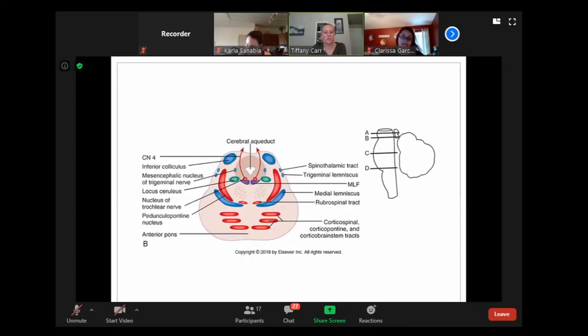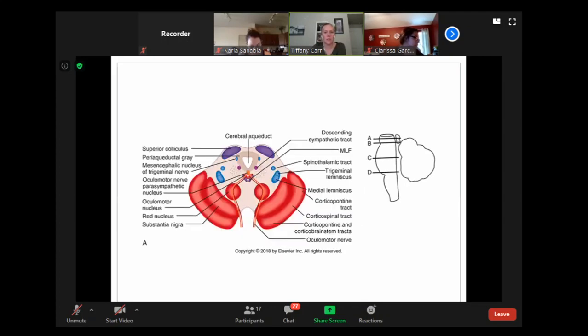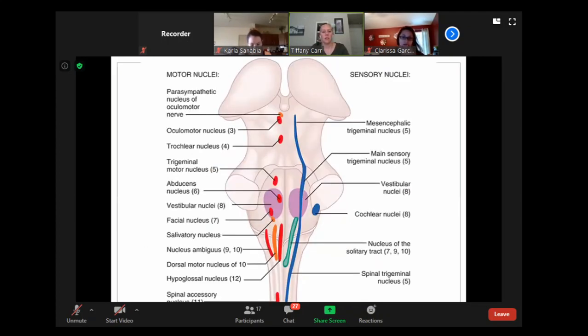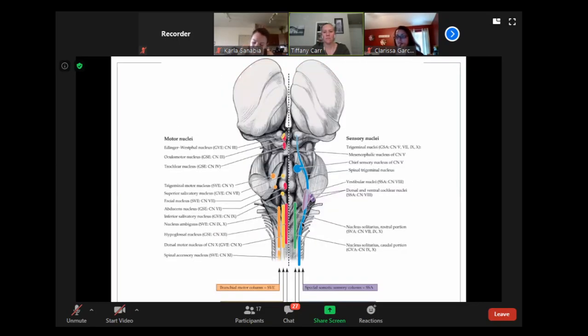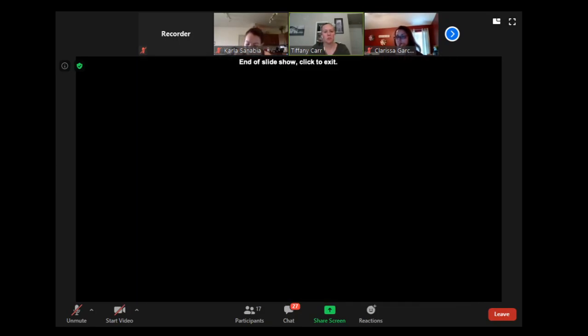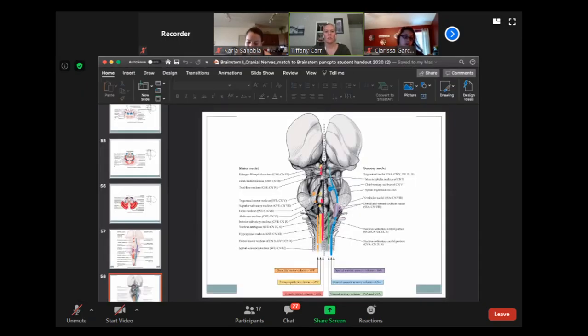And again, this is the pontomesencephalic area and the midbrain. And again, applying where those tracts are, seeing where they're running, and if you had a lesion in a certain area, what that would impact. Okay? Same concept. All right.